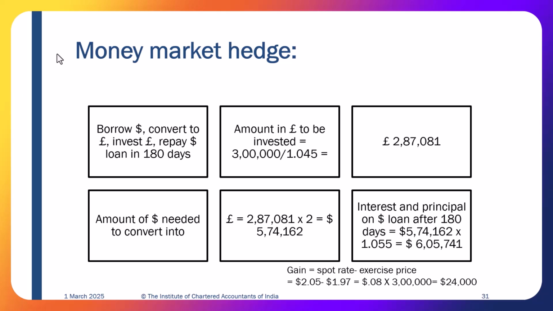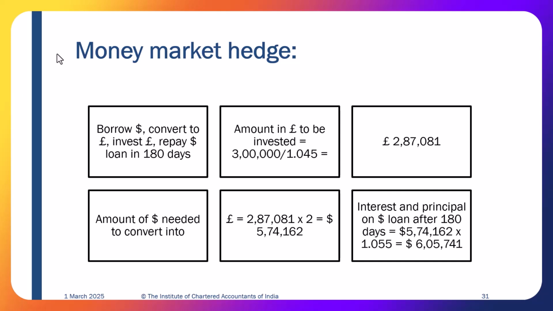So the amount of pounds to be invested will be 3 lakh divided by 1.045. So how much are you going to invest? 2,87,000 pounds. So that it grows and you can pay off your 3 lakh pound liability. The amount of dollars it needs to be converted into is 2,87,000 multiplied by 2, where 2 is the spot rate today. So this much of dollars you are going to get, isn't it?